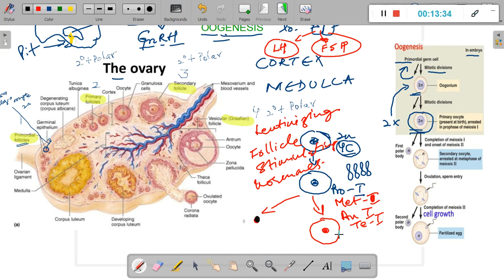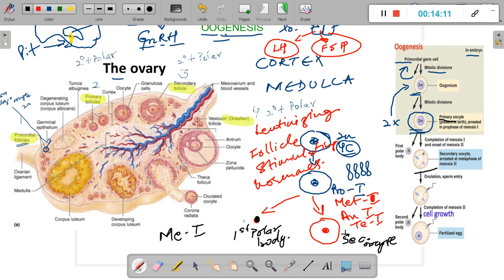Now this large cell, formed by the first meiotic division of the primary oocyte, is known as the secondary oocyte. So we have the secondary oocyte here. And the other structure that is formed is known as the first polar body. The first polar body is extremely small. The secondary oocyte is pretty large. And this is the end of meiosis 1.